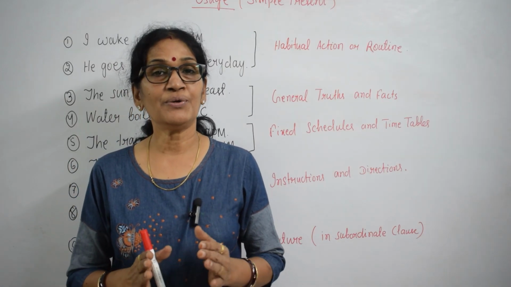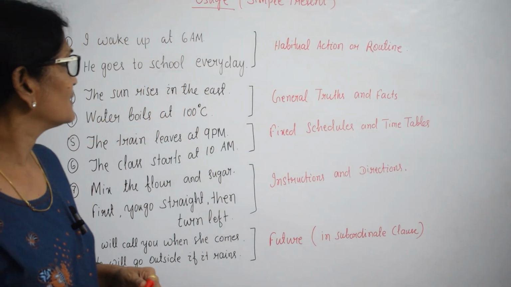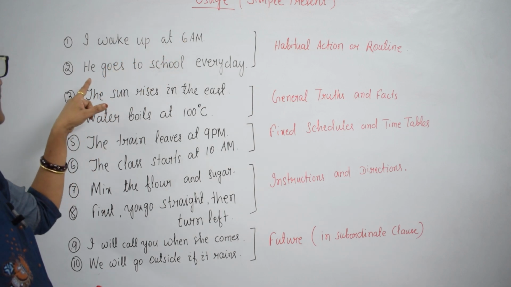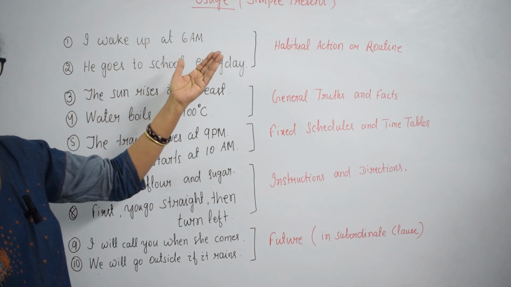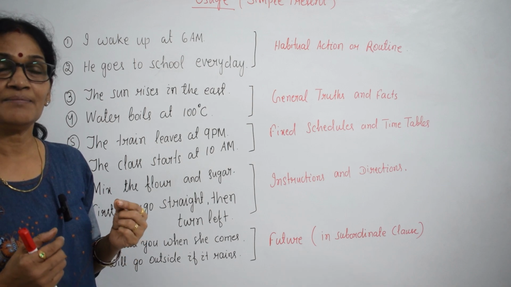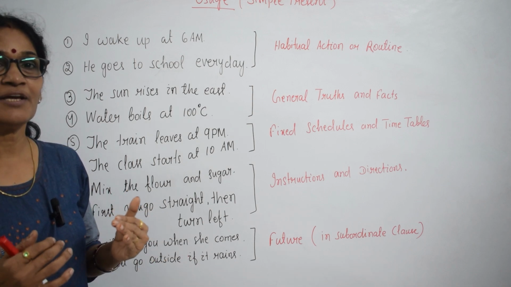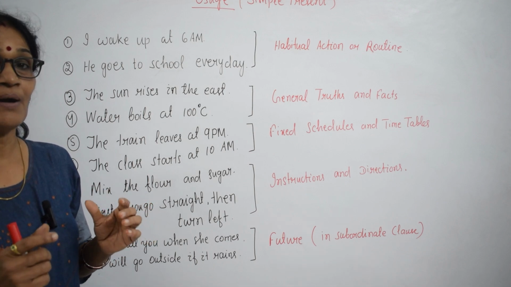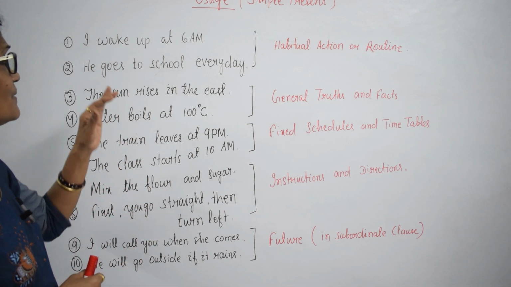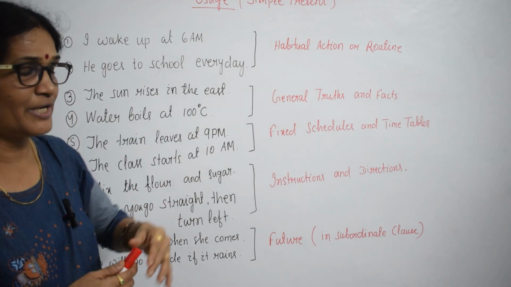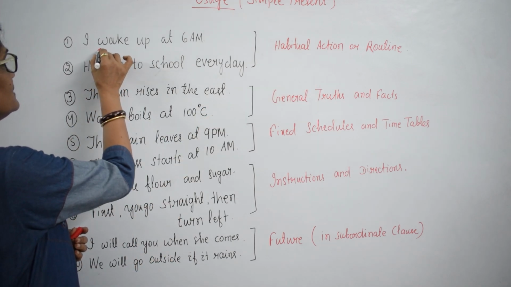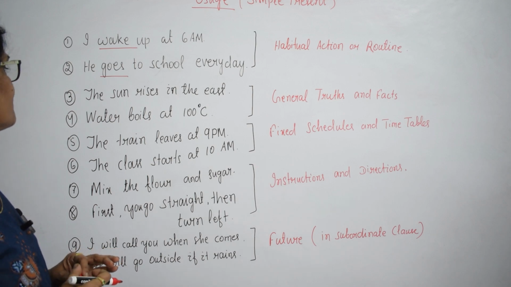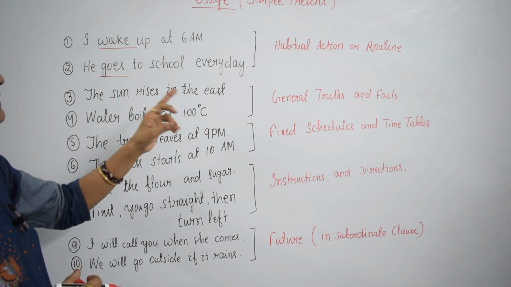Let's understand where you use simple present. I wake up at 6 a.m. He goes to school every day. I brush my teeth. I take my bath. I go for a walk. These are the habitual actions. Okay? For habitual action and routine, we use simple present.